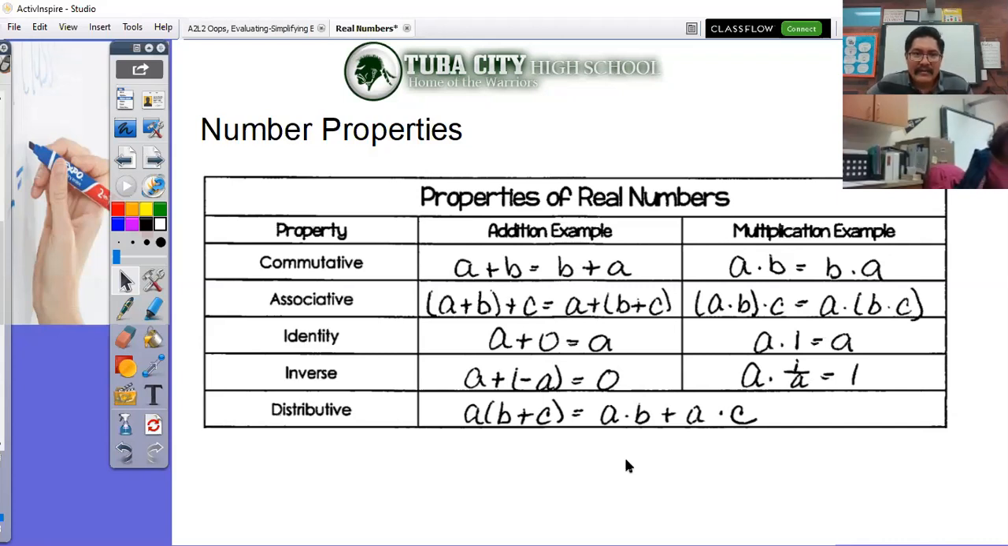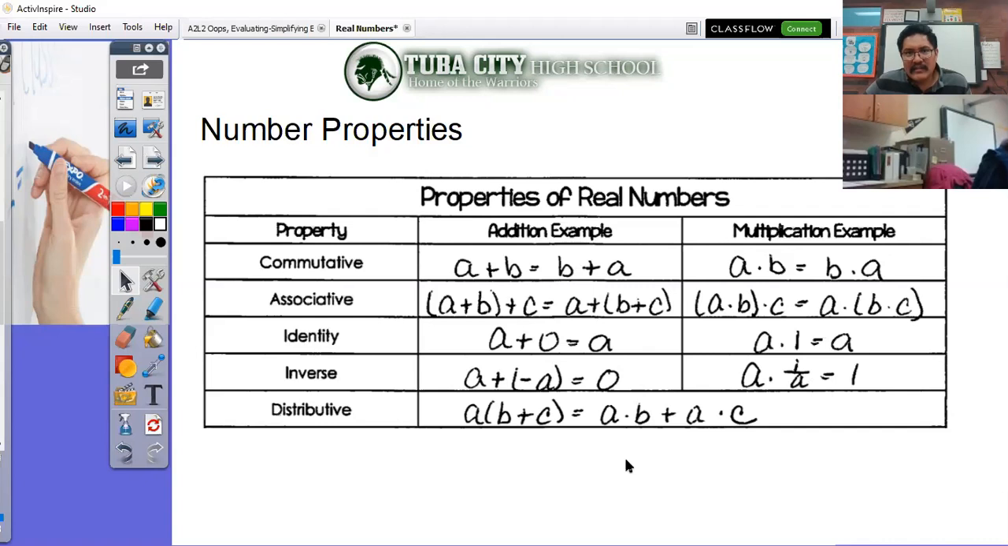Okay, so properties of numbers. So on each of these, they give you an example in addition and an example of multiplication. So I'm going to go through them and explain them one by one. So we have the first property, which is commutative. Now I know some people say communicative, but it's commutative because there's two T's. You got to say T twice. And the idea behind commutative property is that you can switch the order of numbers. So in this case, I have A plus B is the same thing as B plus A.